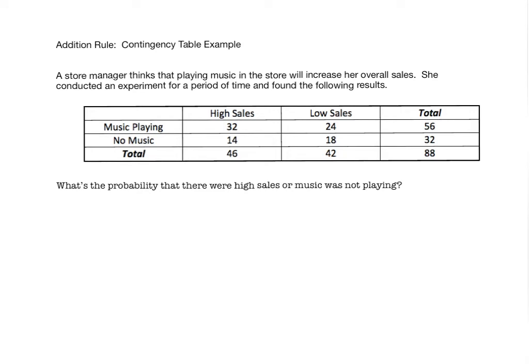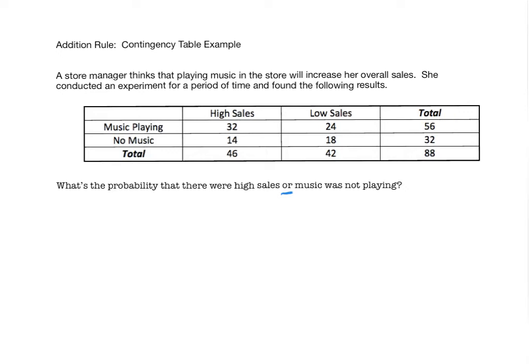As you can see here, I have a contingency table example that we actually looked at in a previous screencast. As a reminder, a store manager thinks that playing music in the store will increase her overall sales. She conducted an experiment for a period of time and found the following results. Each of these numbers, again, we took to mean hours. So now I want to know, what's the probability that there were high sales or music was not playing? Keyword is or here. If that was and, it would be a totally different question.